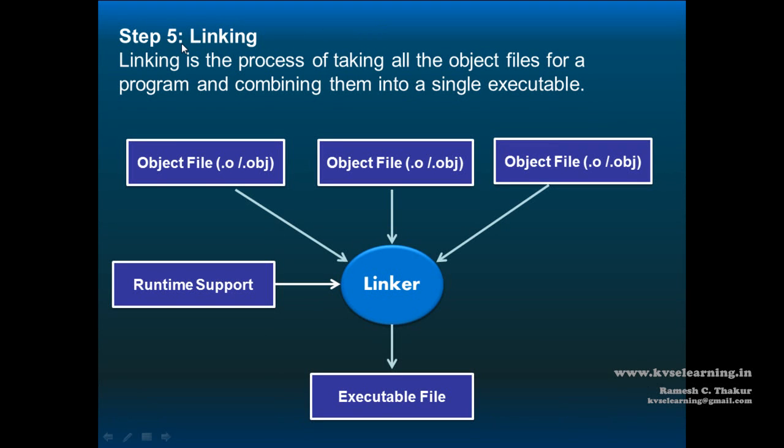Once the object files are created, the process of linking starts. Linking is the process of taking all the object files for a program and combining them into a single executable. So we have the first object file, then the second, third, fourth, fifth object file, and so on. All the object files are integrated together, and along with the runtime support, are directed to the linker.